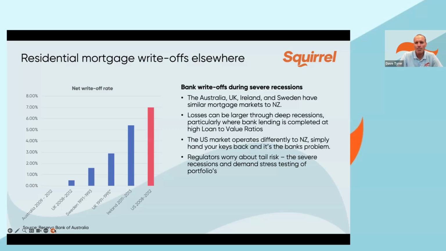The last point that I've got on this page is around tail risk. So tail risk is what happens when there's a severe disruption to the market or a severe recession.